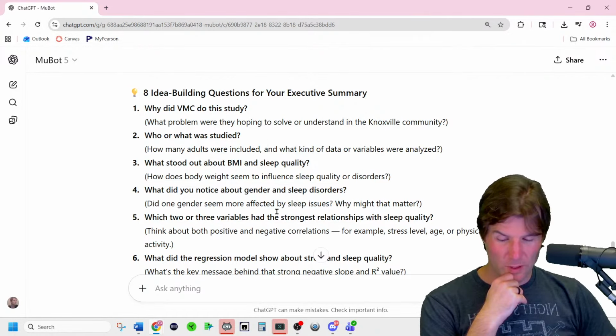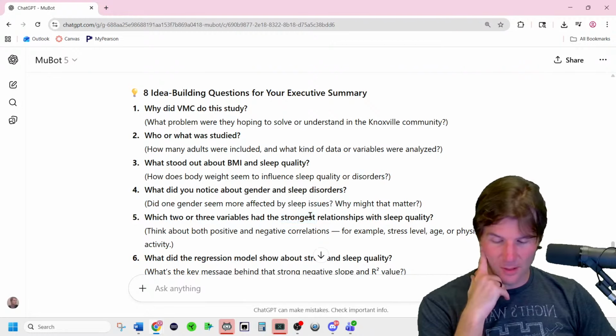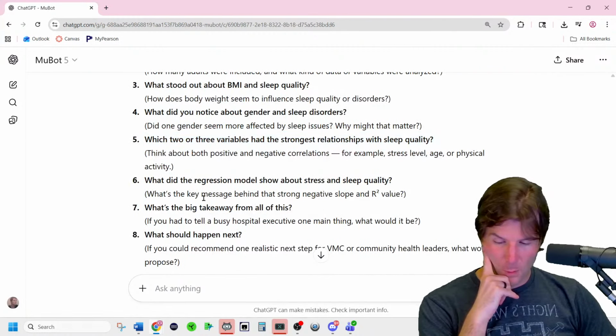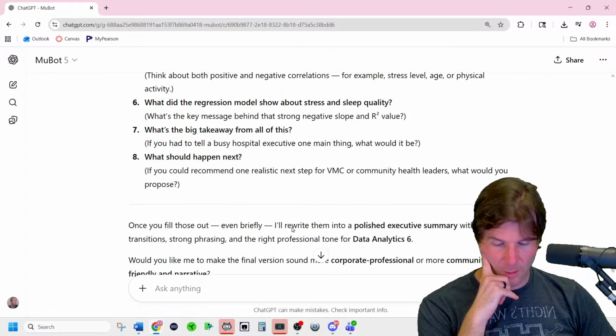What did you notice about gender and sleep disorders? What two or three variables? That's talking about the correlation matrix right there. What did the regression model show? What's the big takeaway from this? If you had to tell a busy hospital executive one main thing, what would it be?